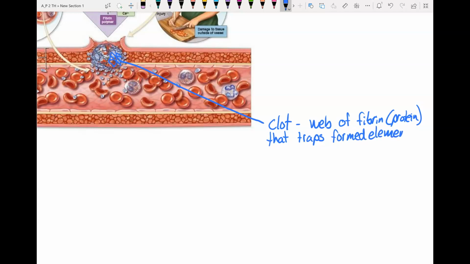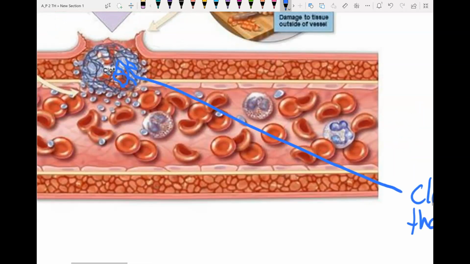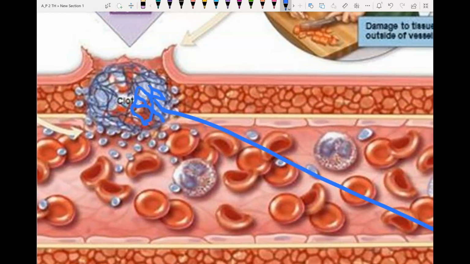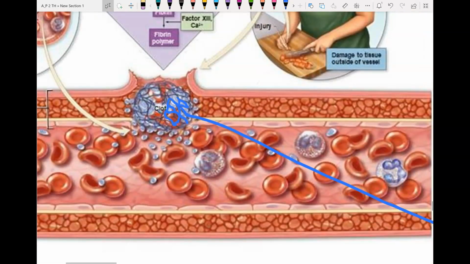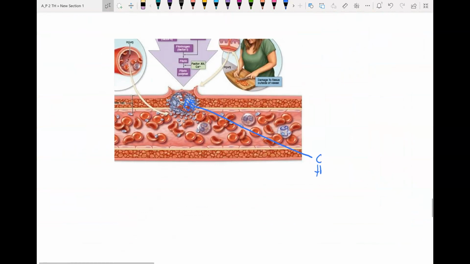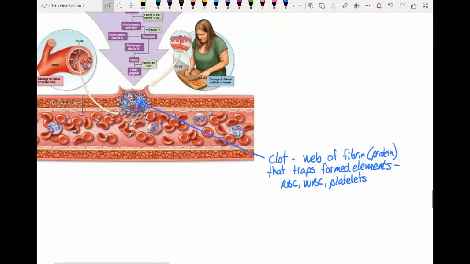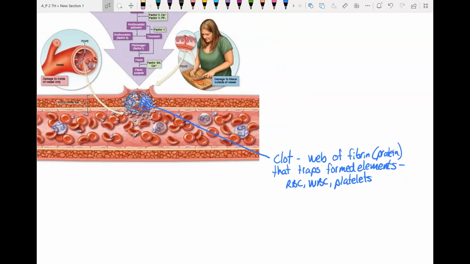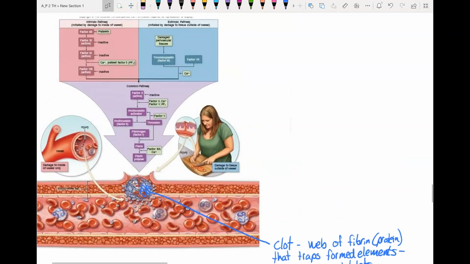And if you remember from the very opening of this chapter, formed elements are the red blood cells, white blood cells, and platelets. So all three of those, if you look in here, there's red blood cells and platelets, and maybe a few white blood cells get trapped in there. So that is your clot. So now we need to see how you get to the clot.